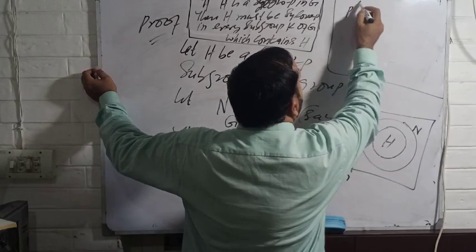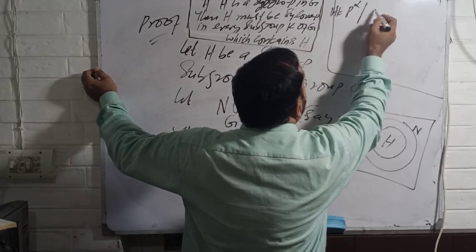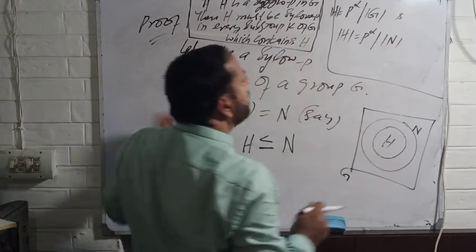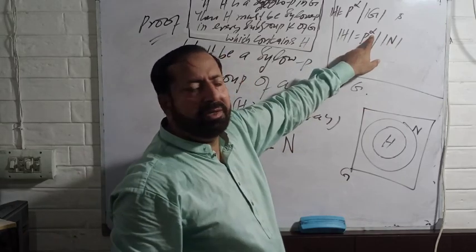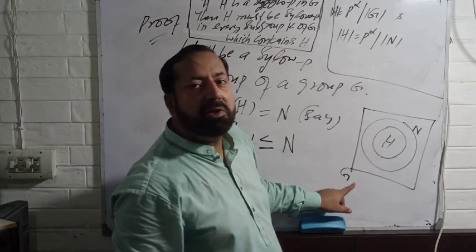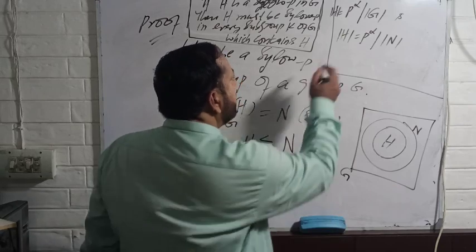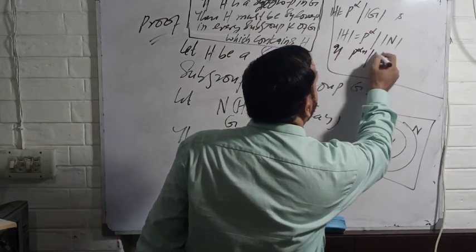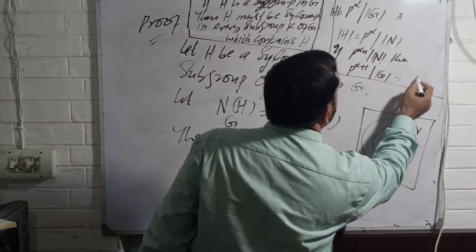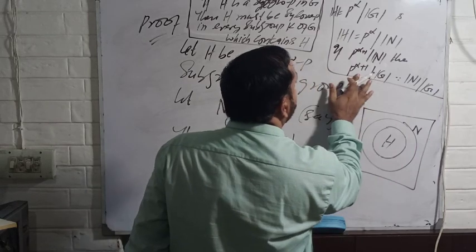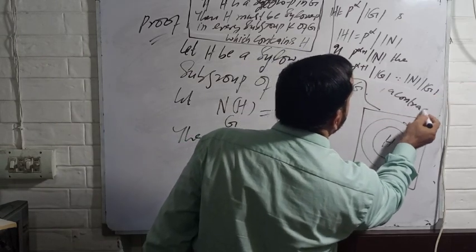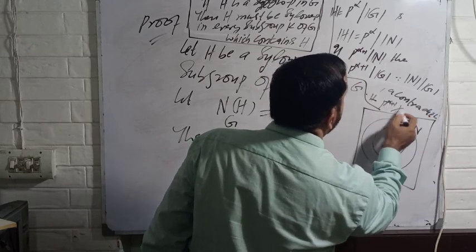Say the order of H is P power alpha, which divides the order of G, and the order of H, which is P power alpha, divides the order of N. If P power alpha plus 1 divides the order of N, and you know the order of N divides the order of G, then P power alpha plus 1 will divide the order of G, which would be a contradiction against the fact that H was a Sylow P subgroup. Hence P power alpha plus 1 would not divide the order of N.